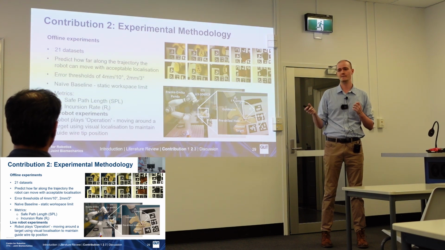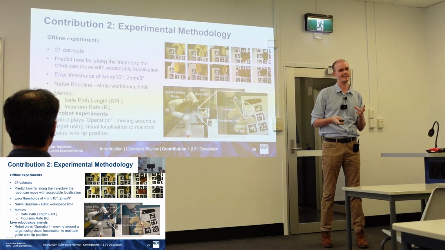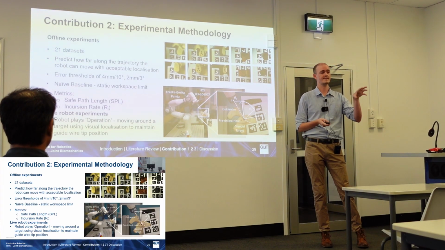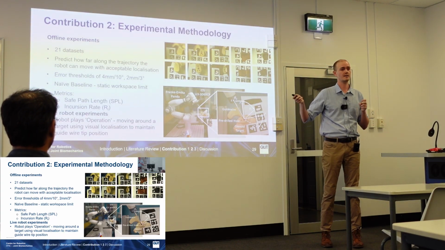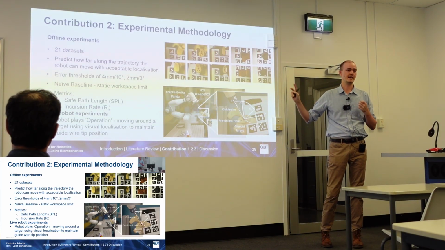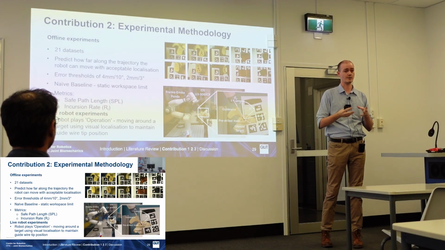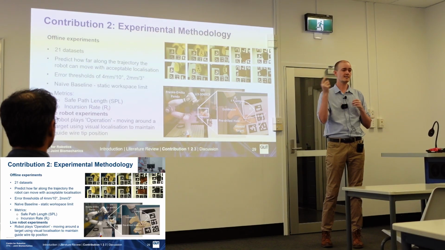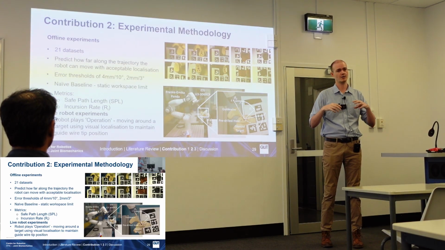And our incursion rate metric measures how often a predictor overestimates localization performance and allows the robot to move to a point where its localization fails. In this case, a lower incursion rate means a safer robot. Either of these metrics can be optimized on their own by either massively over or underestimating the localization performance. The trick, though, is to maximize our safe path length, so our usable space, while minimizing our incursion rate, which is our errors.